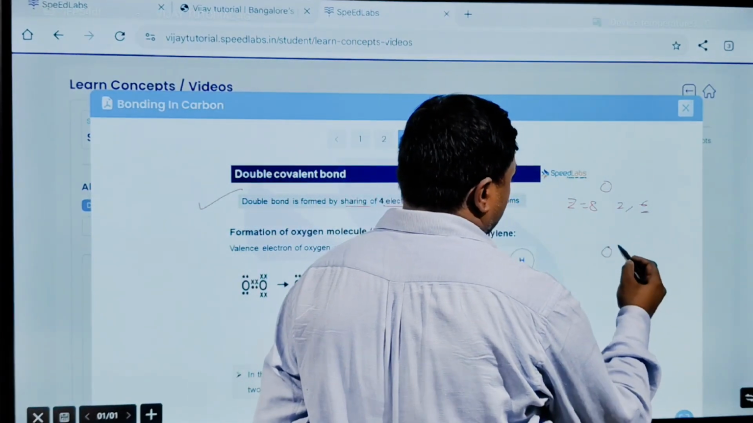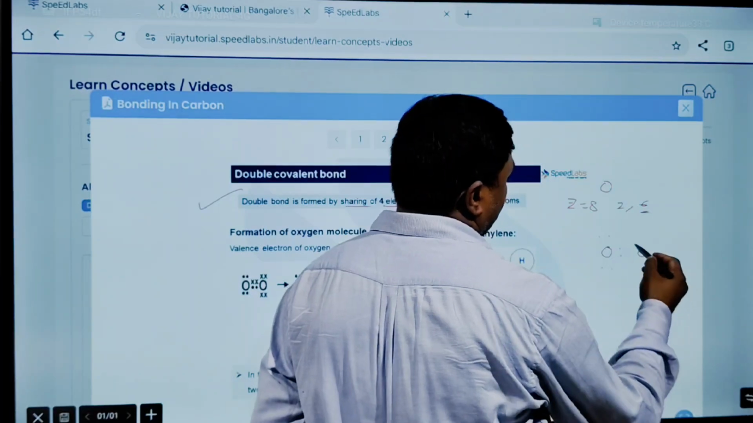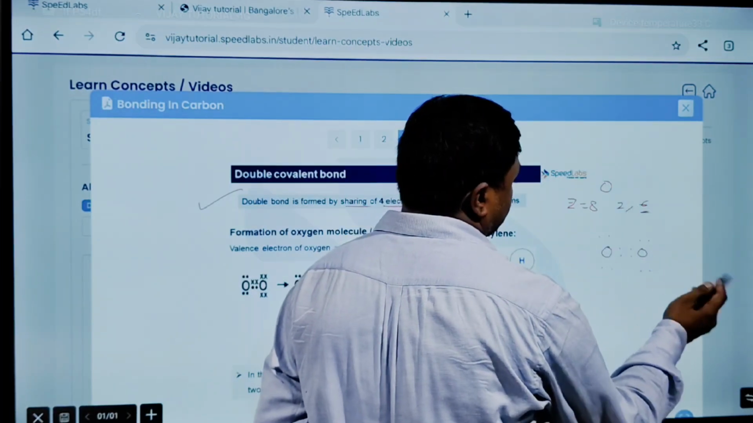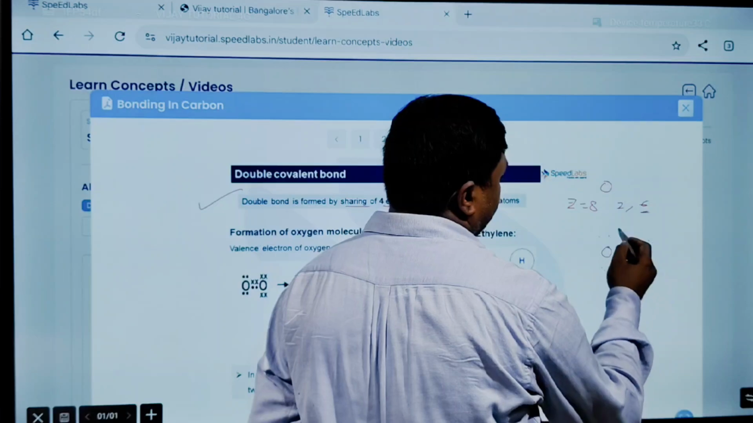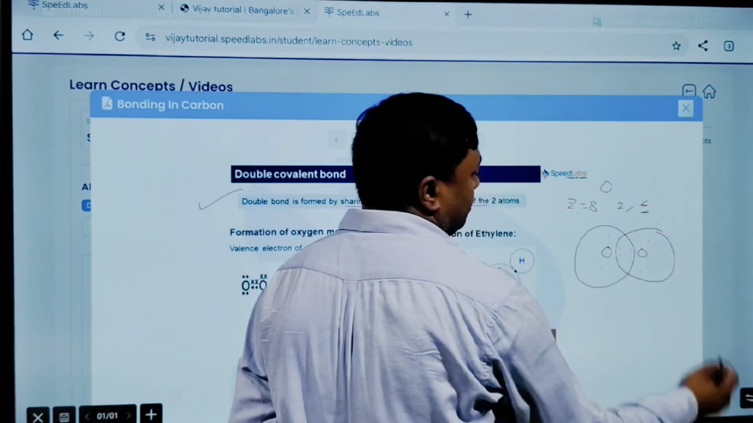So we can see here the oxygen atom has 1, 2, 3, 4, 5, 6, and here also 1, 2, 3, 4, 5, 6. To become stable, what will it do? It will take 2 electrons and become stable. Yes or no? The other atom also takes 2 electrons and becomes stable.